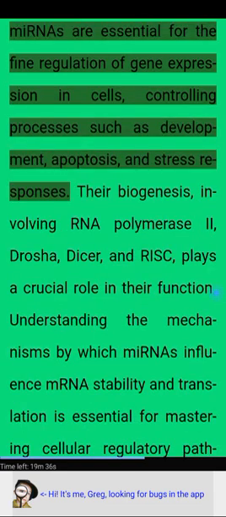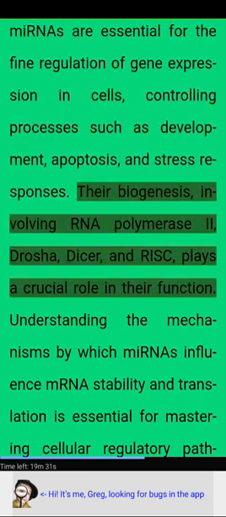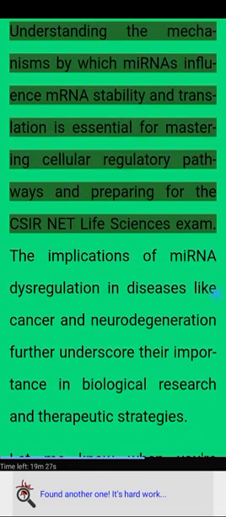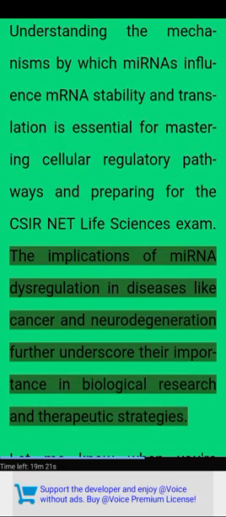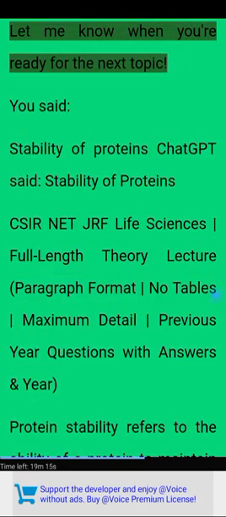Conclusion. mRNAs are essential for the fine regulation of gene expression in cells, controlling processes such as development, apoptosis, and stress responses. Their biogenesis, involving RNA polymerase II, Drosha, Dicer, and RISC, plays a crucial role in their function. Understanding the mechanisms by which mRNAs influence mRNA stability and translation is essential for mastering cellular regulatory pathways and preparing for the CSIR NET Life Sciences exam. The implications of mRNA dysregulation in diseases like cancer and neurodegeneration further underscore their importance in biological research and therapeutic strategies. Let me know when you're ready for the next topic.